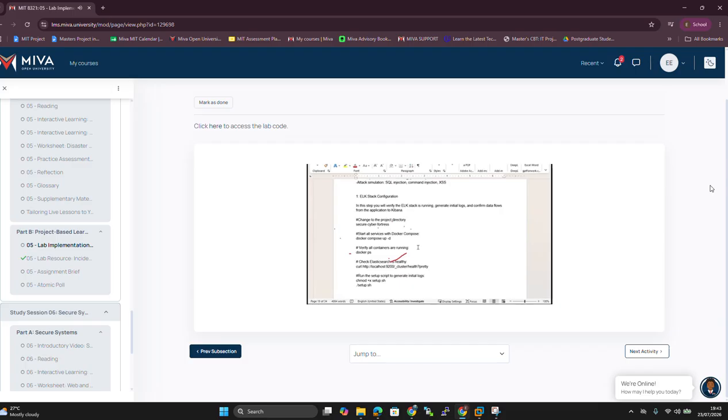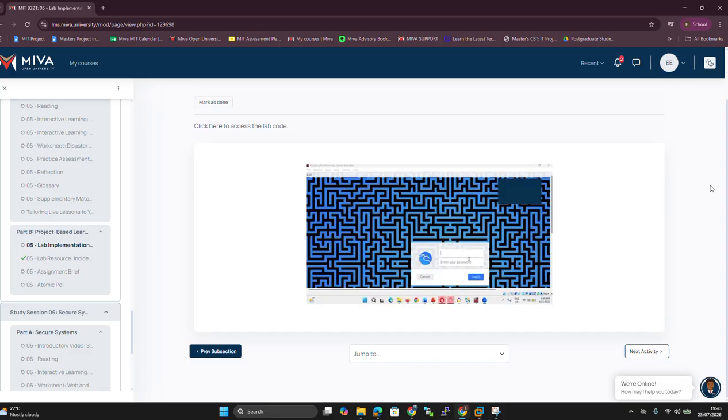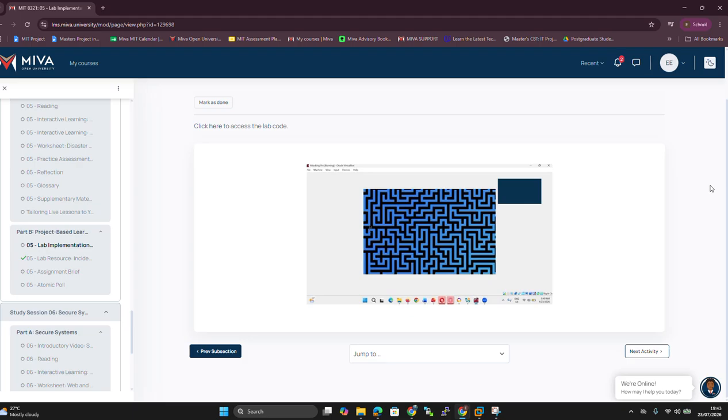So the first thing for us to do, as we are familiar with this, is to change the directory to our project. So I'm going to copy this command and then go to Kali. Okay, so I'm just going to log into the Kali machine. The login is successful.